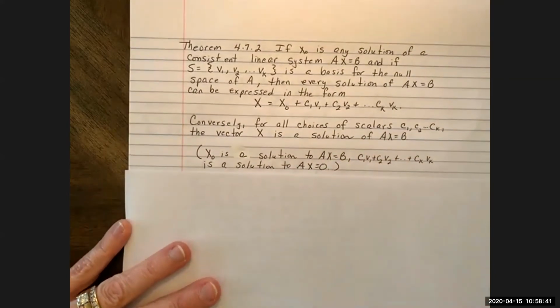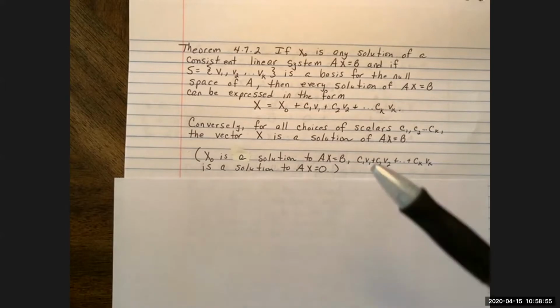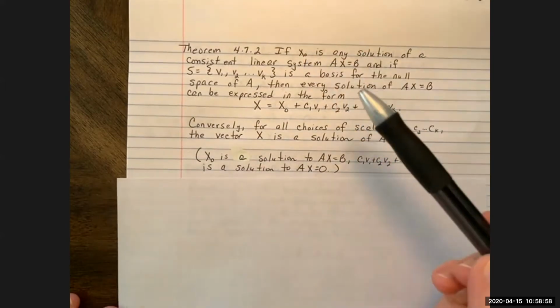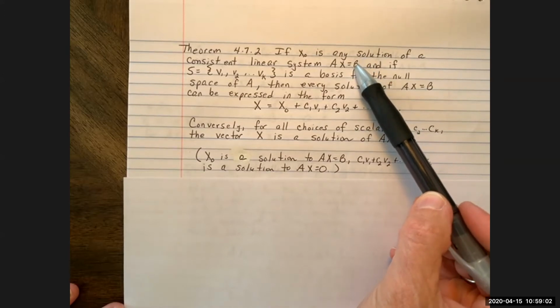All right, now we are going to move on to finding bases for these spaces, the row space, the column space, and the null space. We want to find out how to find a basis for those. We're going to start by looking at solutions to a system of equations in different pieces. So if x0 is any solution to Ax equals b, so it doesn't matter what it is, any solution.